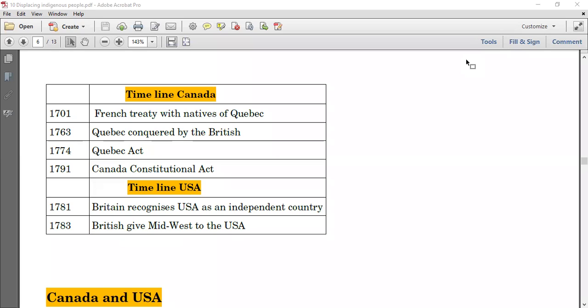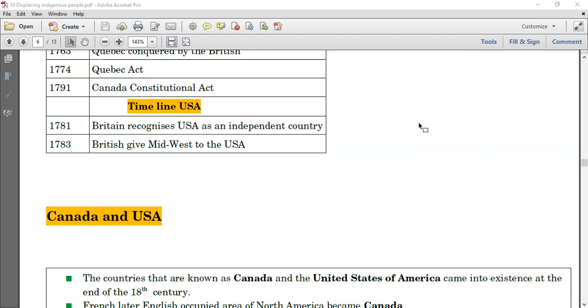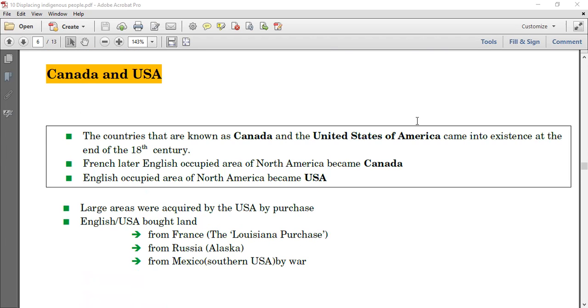The timeline of Canada. The French treaty with the natives of Quebec was made in 1701. Then Quebec started to be conquered by the British in 1763. In 1774, the Quebec Act passes, and in 1791, the Canada Constitutional Act is made. In 1781, Britain recognizes the USA as an independent country, and in 1783, the British gave the Midwest to the USA. So they return it. Let's talk about Canada and USA.